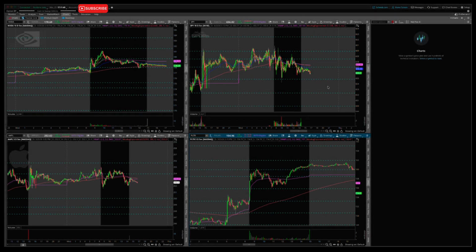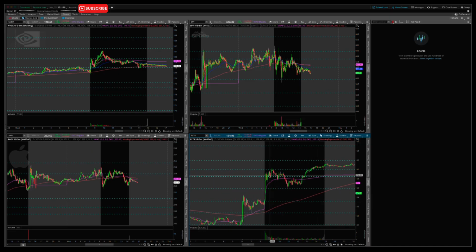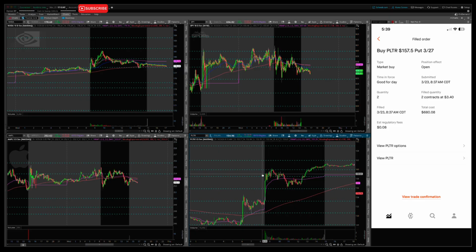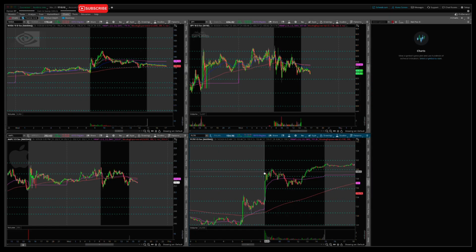What's going on? Just wanted to do a trade recap from March 23rd through the 25th. So on Monday, I took PLTR puts, the 157.5s, with an expiration of Friday. And I got filled right here at the top of this green candle. Average fill was 340. Started with 2 contracts.